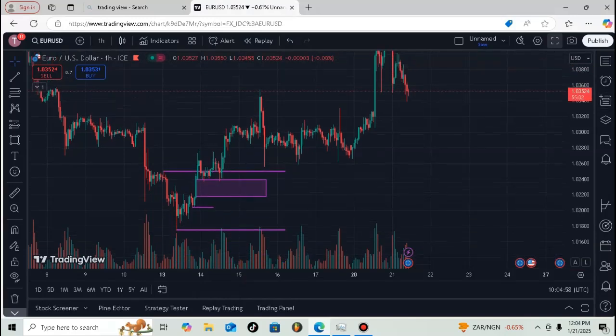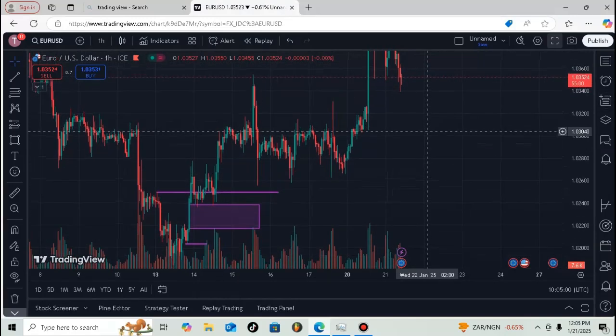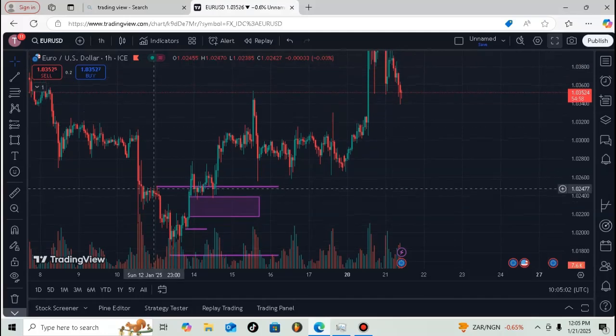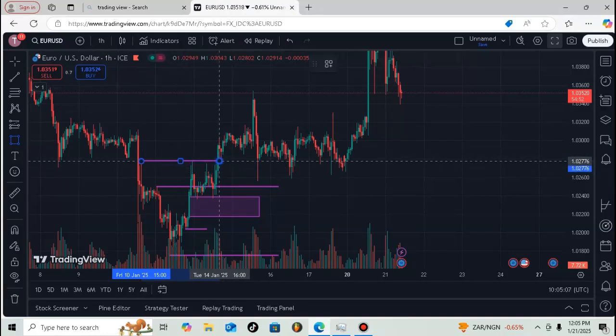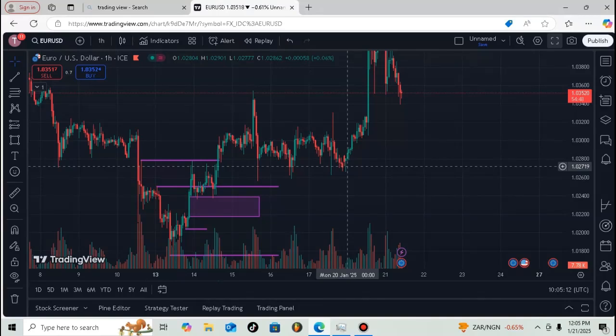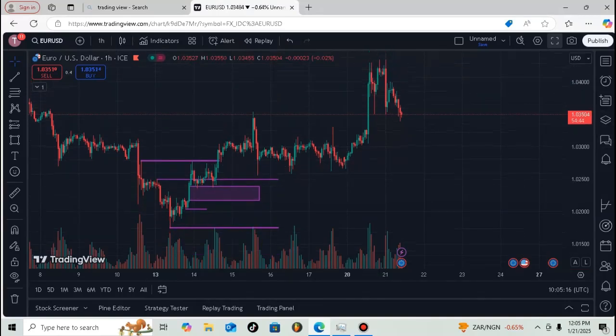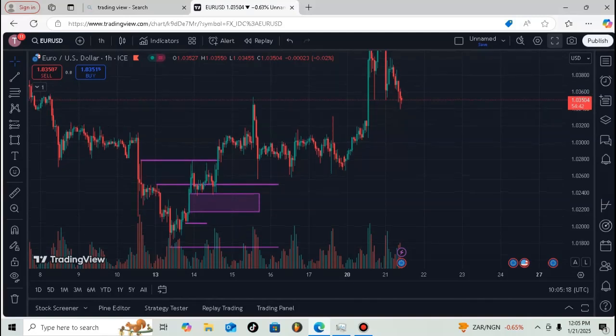Mitigation blocks, I love them very much. They make my trading super easy. They make my timing super easy, and they draw down the chart from all the noise. They remove all the noise and just give me a specific area to focus on, and that's important. As you can see here, we had another break of structure, beautiful break of structure.